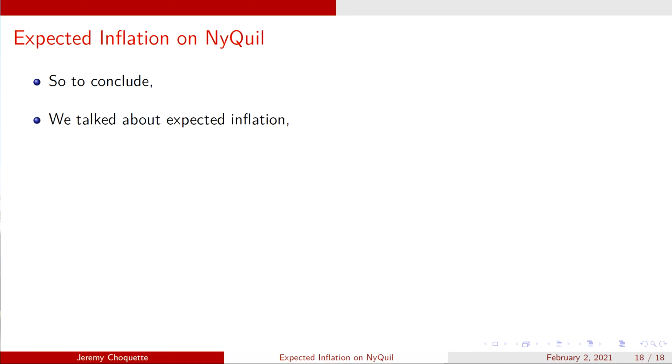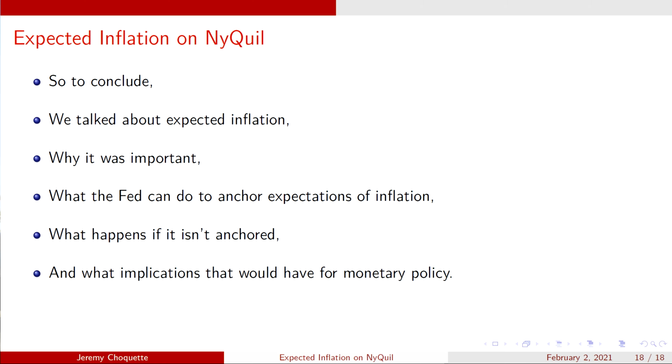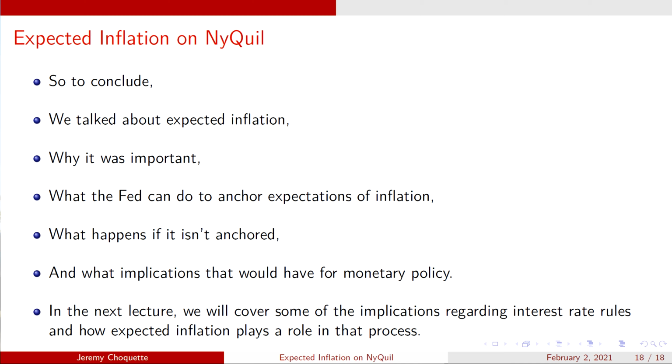We talked about expected inflation. We talked about why it was important. We talked about what the Fed can try to do to anchor expectations of inflation. We talked about what happens if it is not anchored and what implications that would have for monetary policy as well as the stability of the economy.